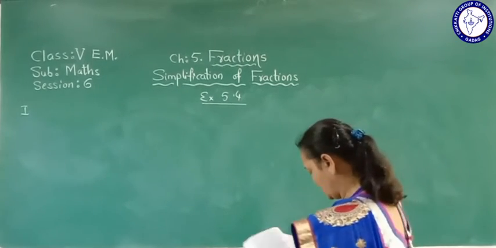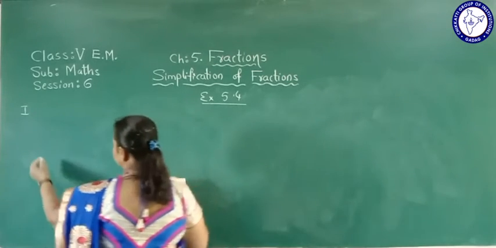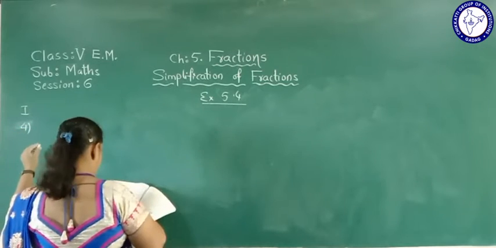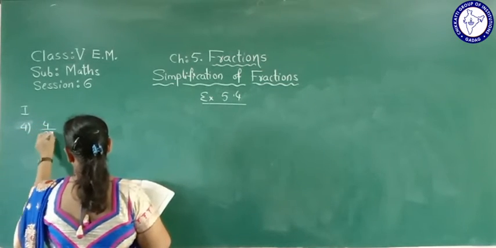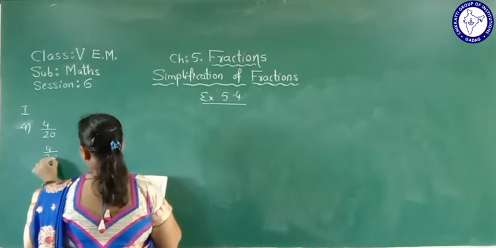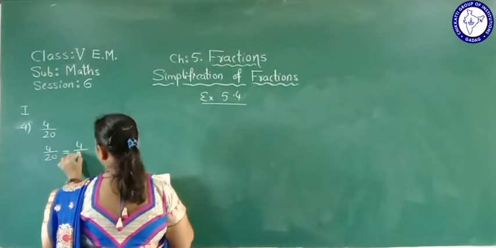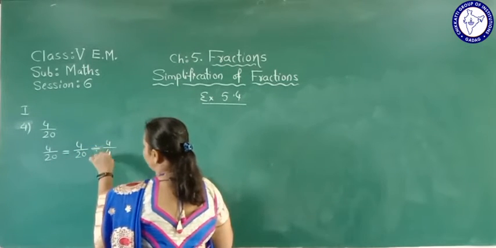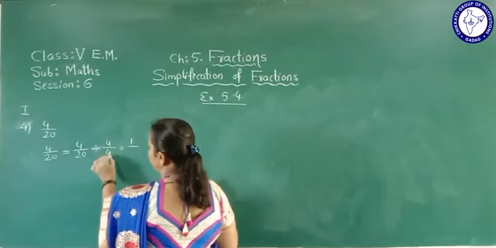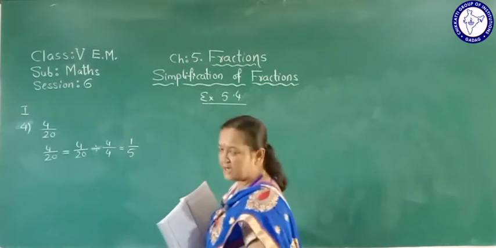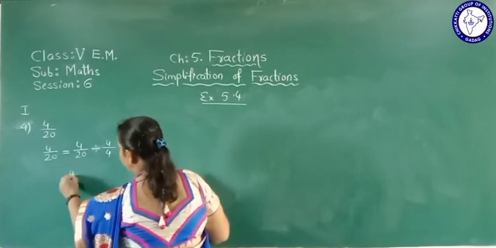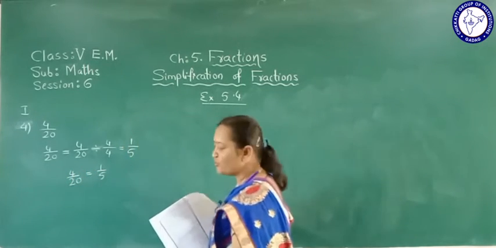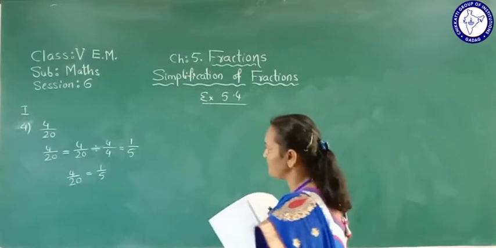Fourth one, it is 4 by 20. 4 by 20, we find both numbers in the 4 table. So divide 4 by 20 by 4 by 4. So 4 ones are 4 and 4 fives are 20. So here 4 by 20 is equal to 1 by 5. 4 by 20 we can write as 1 by 5.